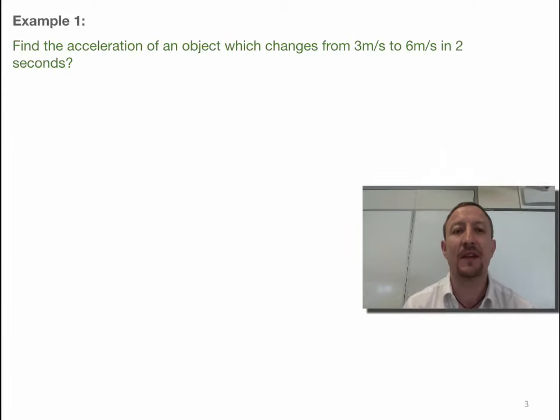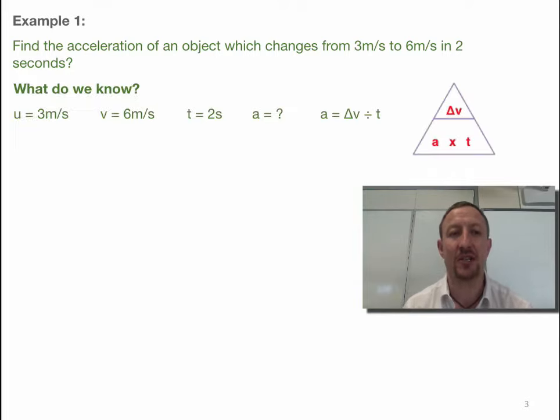So here we've got to find the acceleration of an object which changes from 3 meters per second to 6 meters per second in 2 seconds. You notice that we're getting a change. We're increasing our speed from 3 meters per second to 6 meters per second, and it's taking 2 seconds. So what's our change in speed? What's our acceleration?